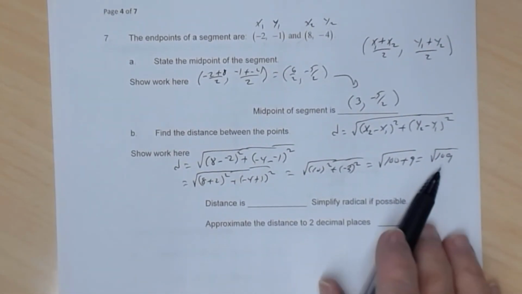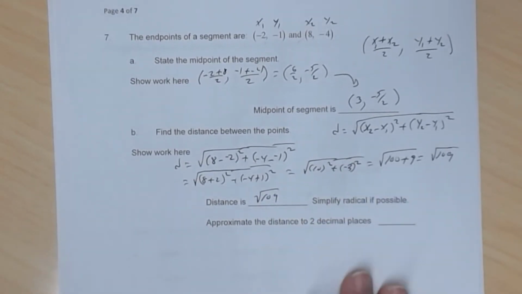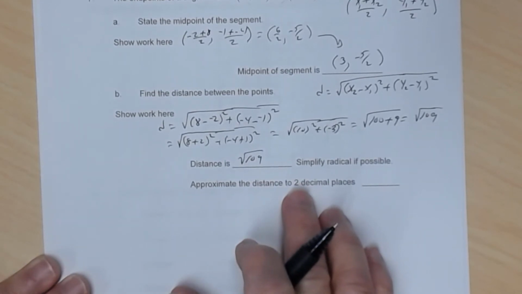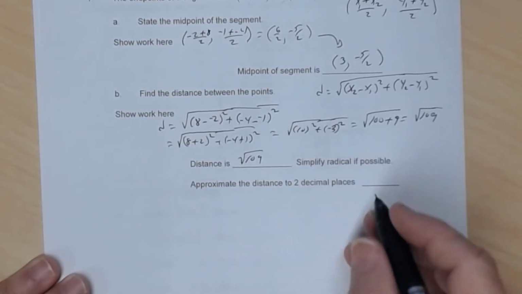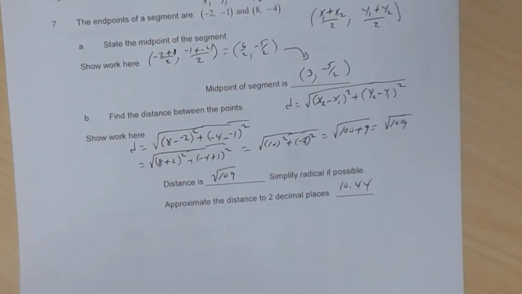All right, now the square root of 109 cannot be simplified, so I'm going to write it as square root of 109. And then use your calculator because it says approximate to 2 decimal places. So when I do approximate to 2 decimal places, I'm going to get 10.44. All right, so that's number 7.